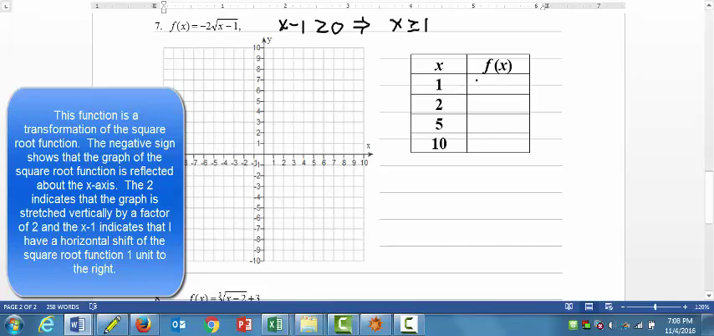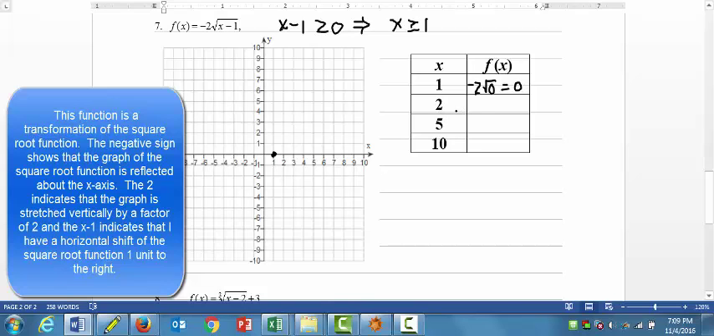So when x is 1, I get negative 2 times the square root of 1 minus 1, which is the square root of 0. So when x is 1, I get 0. So that's actually my starting point. So when a radical has an even index, it always has a starting point if its radicand can be negative. I need to add that.